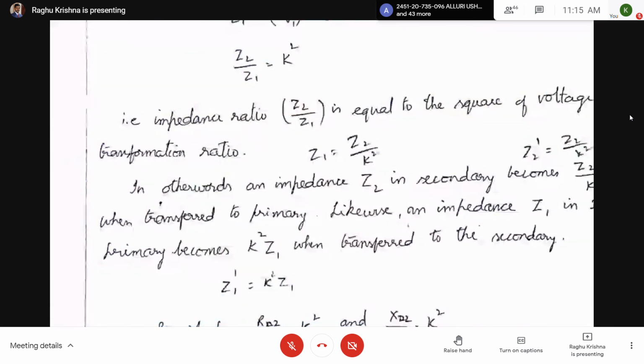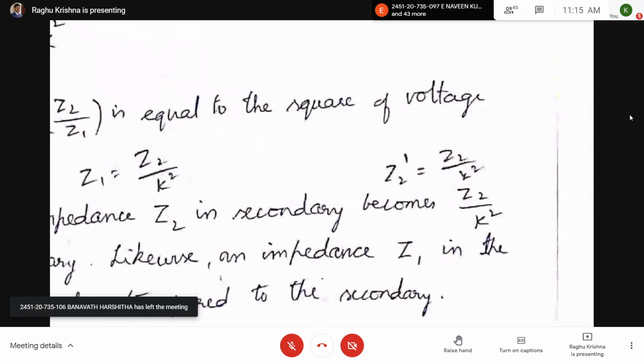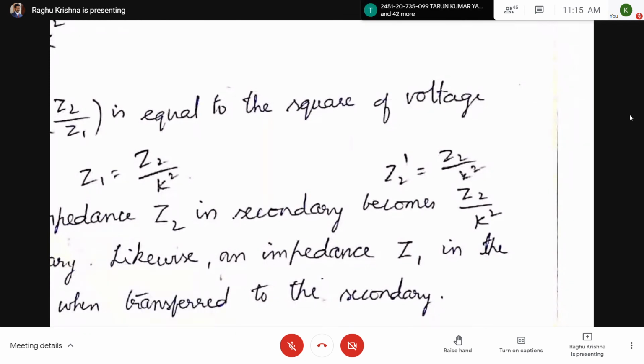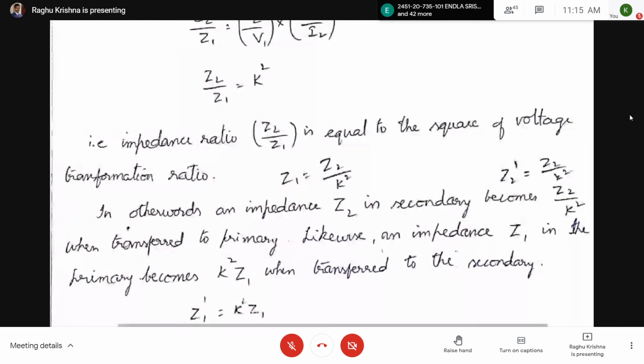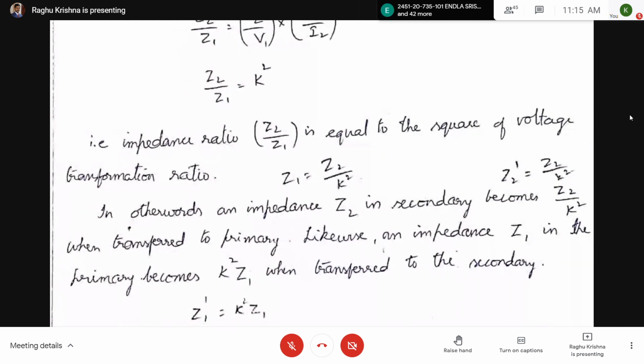So Z2 dash is equal to Z2 by K square. Here Z2 is called the impedance referred to primary, that is, the secondary impedance referred to primary. So Z2 dash is equal to Z2 by K square. In other words, an impedance Z2 in the secondary becomes Z2 by K square when transferred to the primary.